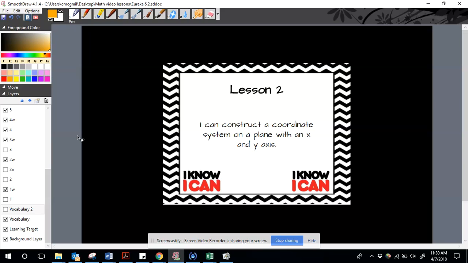Yesterday we worked on number lines, and today we're actually going to work on a coordinate plane, which involves two separate number lines that can plot any point in between those two lines. Our learning target for today is I can construct a coordinate system on a plane with an x and y axis. Let's take a look at what that means.